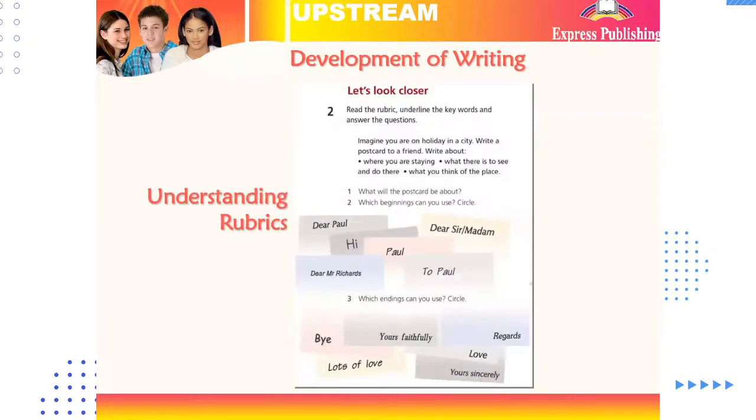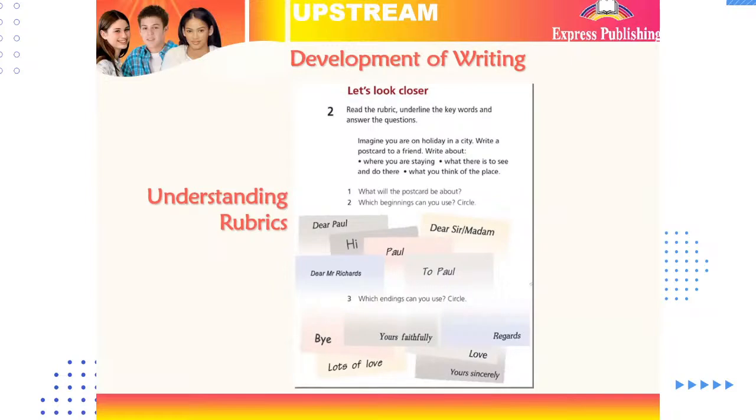The second element of the writing lesson that we usually focus on is the rubrics. It's very important for students to understand and analyze rubrics, to understand what they need to do in the writing text, to make sure that they include all of the relevant information, to ensure that nothing is left out or no irrelevant information is included.